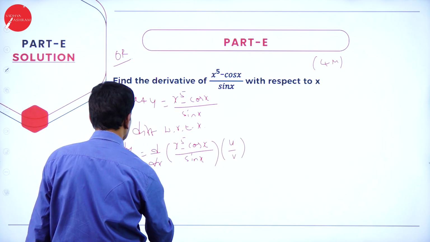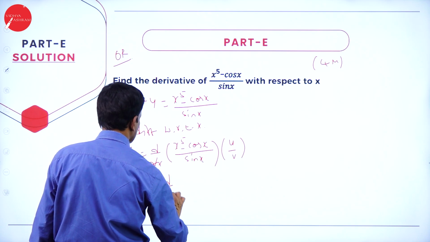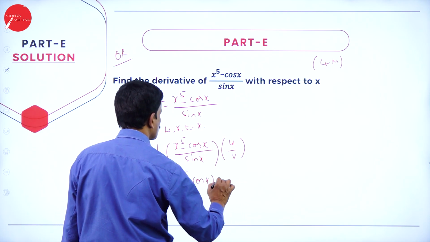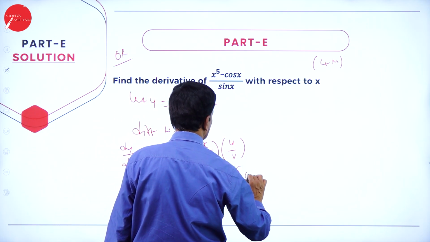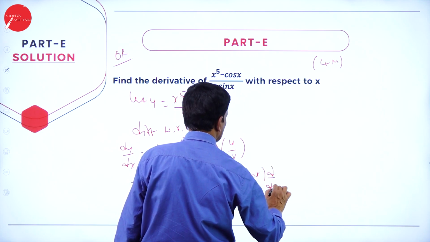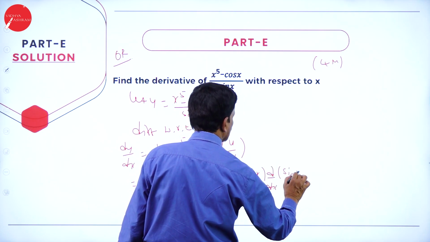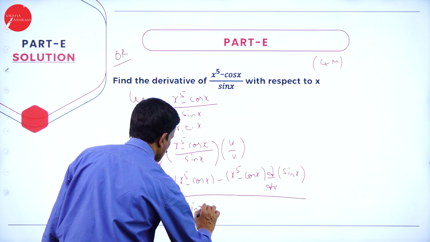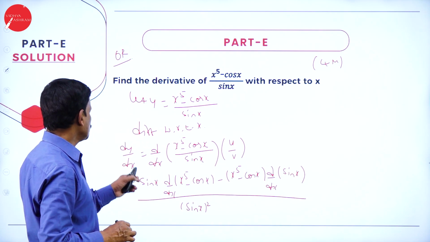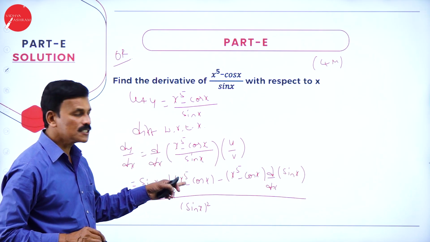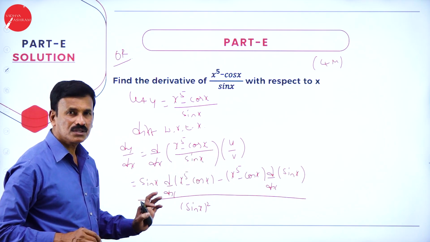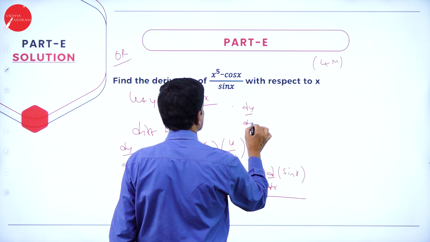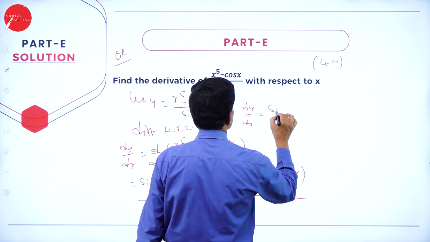This is of the form u by v. So, denominator sin x into differentiation of numerator, d by dx of x raised to 5 minus cos x, minus numerator x raised to 5 minus cos x into d by dx of denominator sin x, divided by denominator squared, sin x whole squared. Just apply the u by v formula: denominator into differentiation of numerator minus numerator into differentiation of denominator, divided by denominator square.